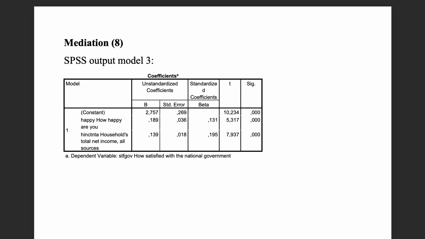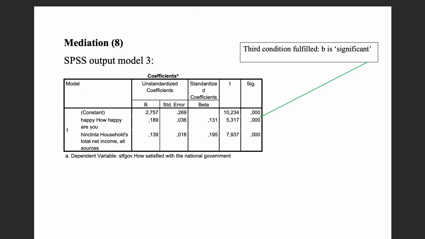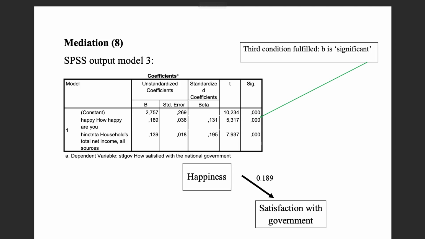So this is the model that I estimated, and looking at the effect of happiness, I find a regression coefficient of 0.189, and I also find a p-value that's super small, indicating that we can reject the null hypothesis for this regression coefficient. So there seems to be some positive effect of happiness on satisfaction with the national government in the population, adjusting for differences in income. So also the third condition is fulfilled. We see that the B path is also statistically significant, so there seems to be an effect of happiness on satisfaction with the national government, given by the regression coefficient of 0.189.